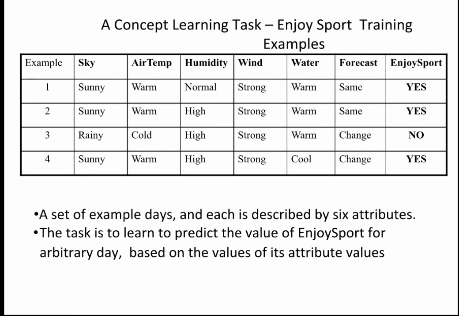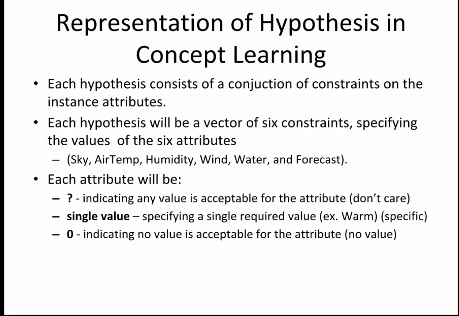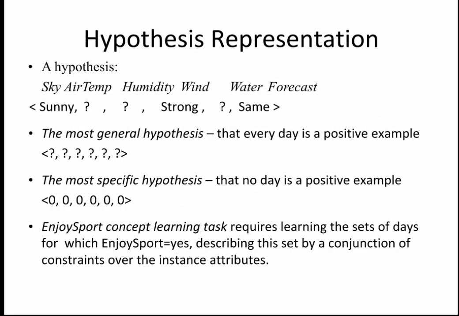And how I have learned this hypothesis is with the help of an algorithm known as the Find-S algorithm. I hope it is clear. Let us have some more clarity about this. As it is written over here, you could see that for sky the value has been taken as sunny, for air temp it is a question mark, for humidity it is a question mark, for wind it is strong.